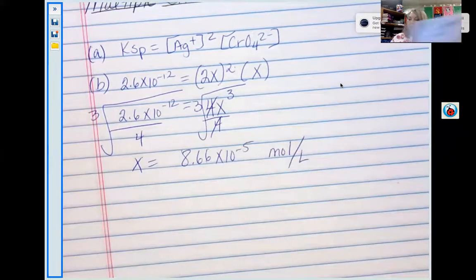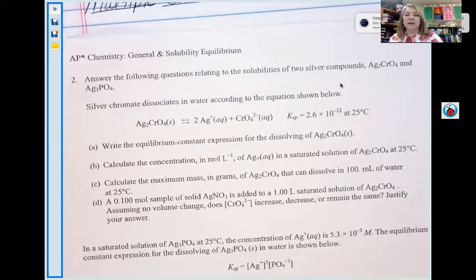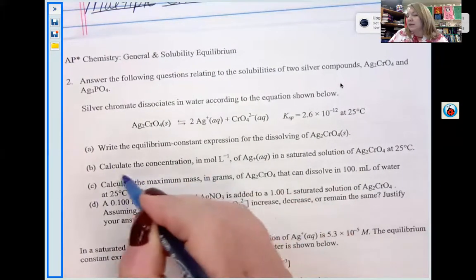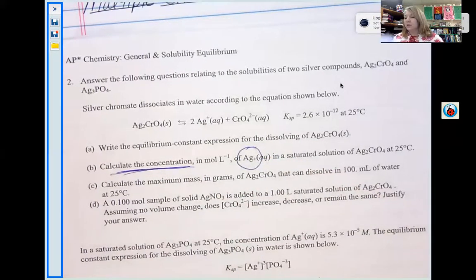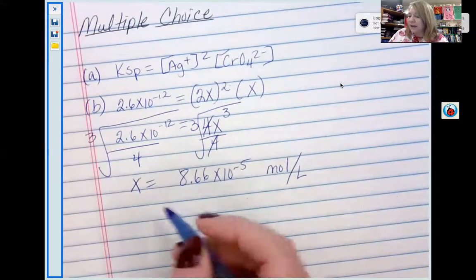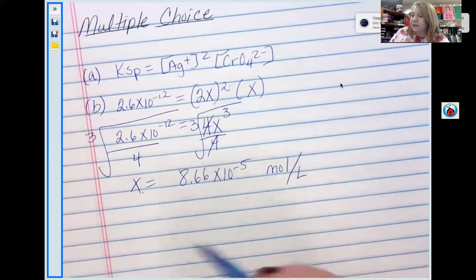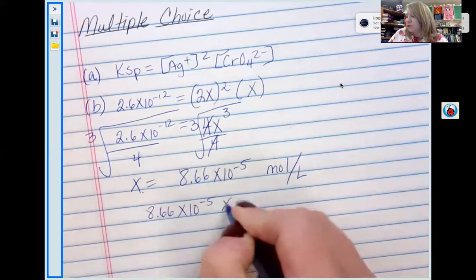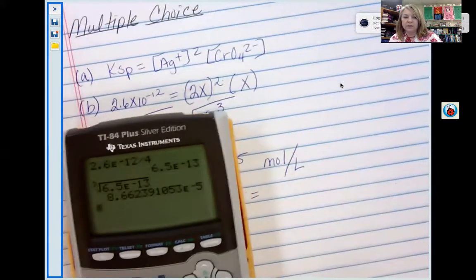Let me double check something because I need to make sure I see what the question asked. I was assuming that it said calculate the solubility, but it says calculate the concentration of silver ions. So what we have done is we calculated the solubility, which is X, but remember that the silver ions were 2X. So we would need to take 8.66 times 10 to the negative 5th times 2, and that's going to give us our final answer.